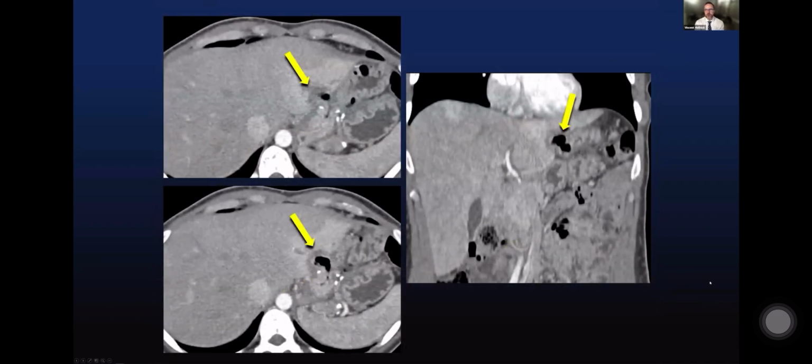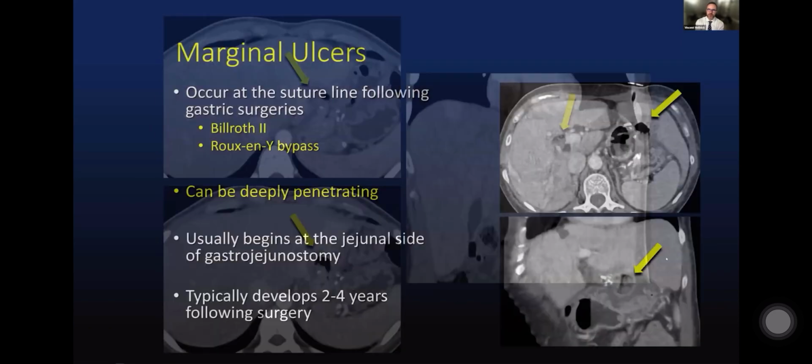One subtype of ulcers of the bowel that get missed more commonly, in my opinion, are these. These are marginal ulcers. Marginal ulcers happen classically at a gastrojejunal anastomosis, usually right on the jejunal side. And in this case, this outpouching is causing a reactive sort of hyperemia within the liver. There's probably a little adjacent thrombophlebitis here. And this is just a very deeply penetrating ulcer at the gastrojejunal anastomosis.